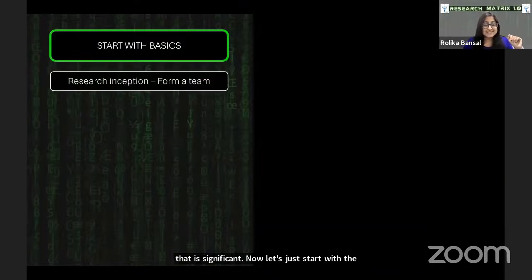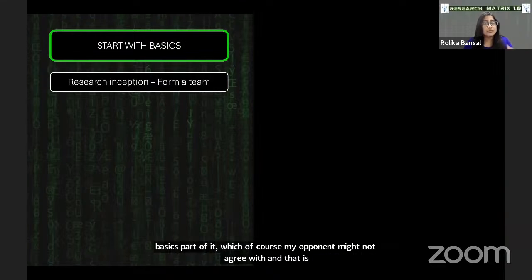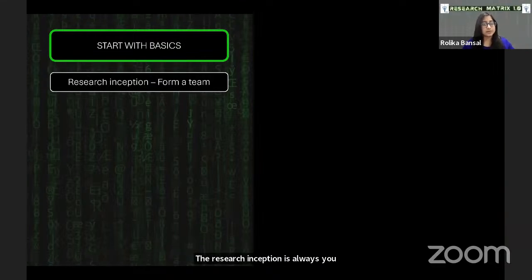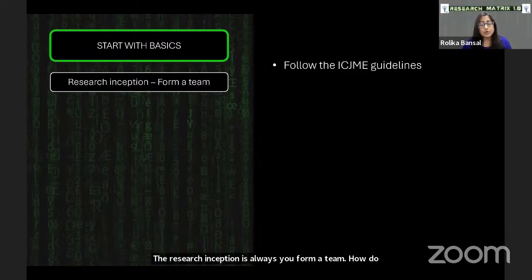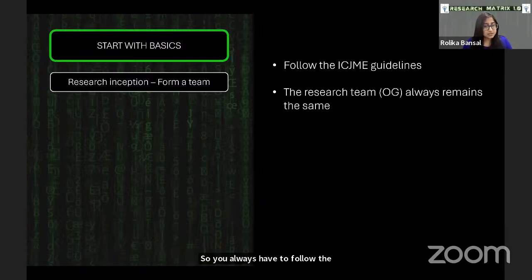Now, let's start with the basics, which, of course, my opponent might not agree with. And that is that in research inception you always form a team. How do you start a particular research? You always have to follow the ICMJE guidelines. The research team, that is the OG team, always remains the same. These are the people who started it off. Everybody who starts it from day one becomes a part of the paper till the end.